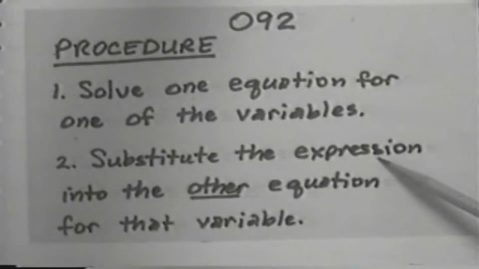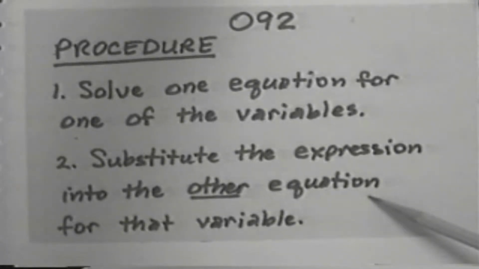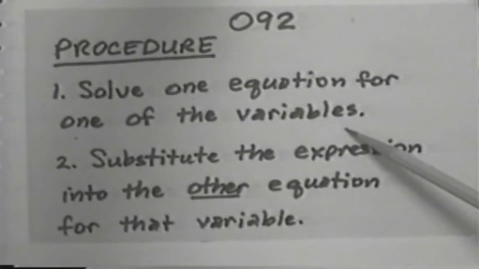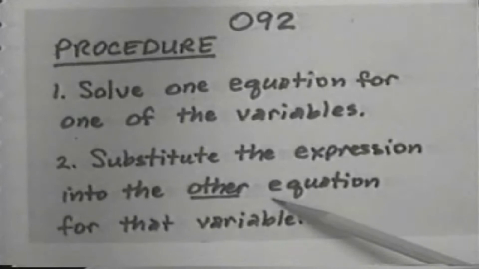Substitute the expression that you got in step 1 into the other equation for that variable. You must use the other equation because you're looking for a solution of two equations. You've used one equation to get one of the variables alone. Now you use the other equation to substitute into.